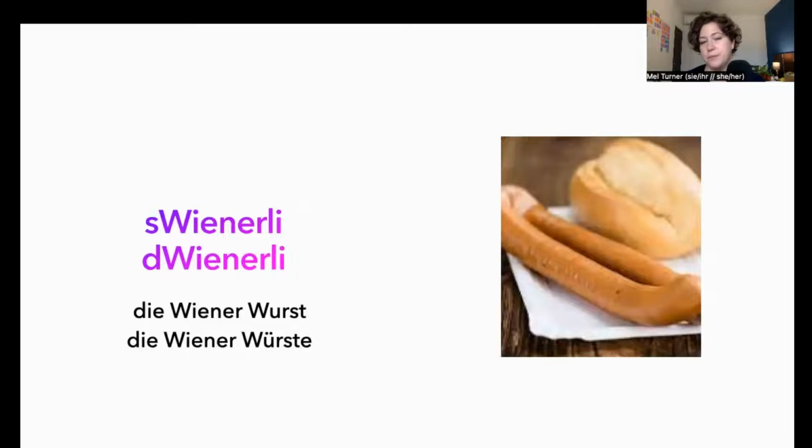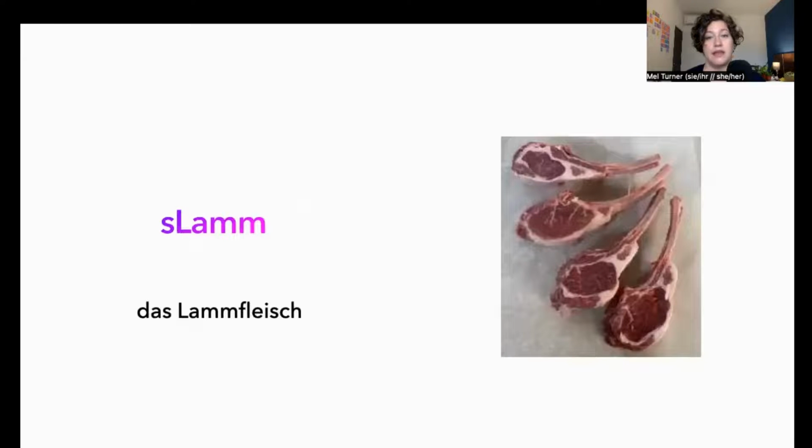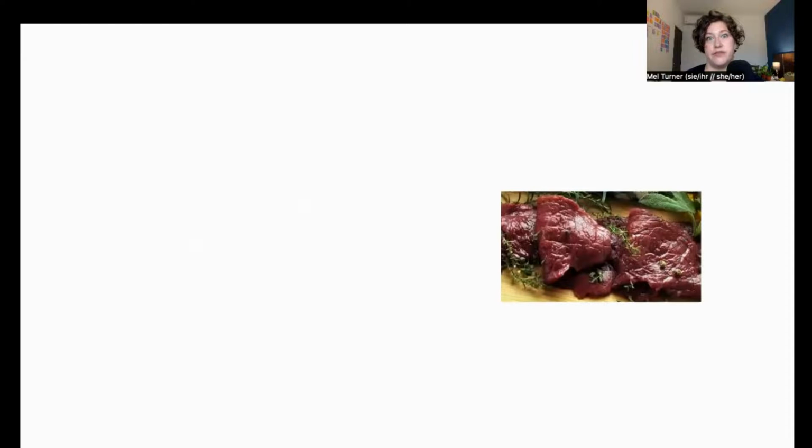Dann haben wir das Wienerli, die Wiener Wurst oder das Wiener Würstchen. Das Wienerli. Dann Lamm. Das Lammfleisch is lamb. Then do you have an idea what that is? It's a weird animal we're eating too, especially to Americans. It's very weird to eat this. It's Pferd. Oder das Pferdefleisch. Do you know what that means? Pferd is horse. We eat horse in Switzerland.